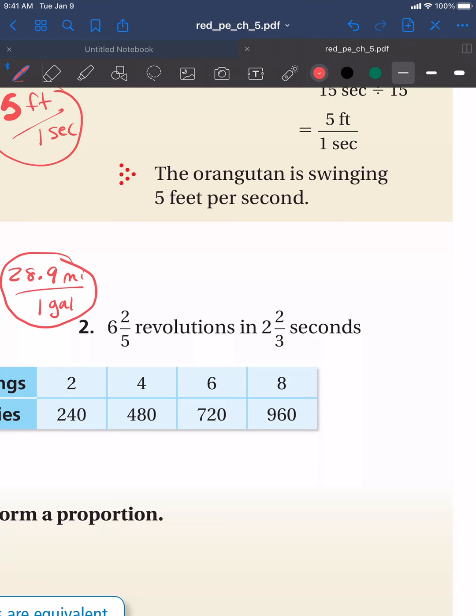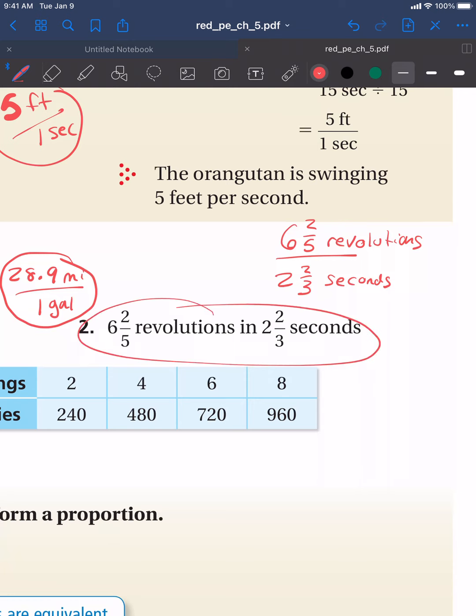Okay, what is the rate? I'm not asking for unit rate yet, but what is the rate? 6 2/5 revolutions for every 2 2/3 seconds. Now, Grace said, hold on, why are they mixed numbers? Are ratios allowed to be mixed numbers? No. Is this a ratio? No, that's not a ratio. They're just telling you that this wheel spins 6 2/5 of a spin in 2 2/3 of a second. We are now about to go find a ratio, right?